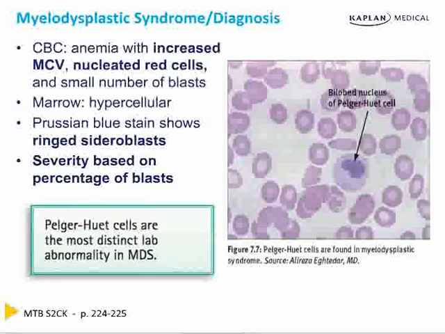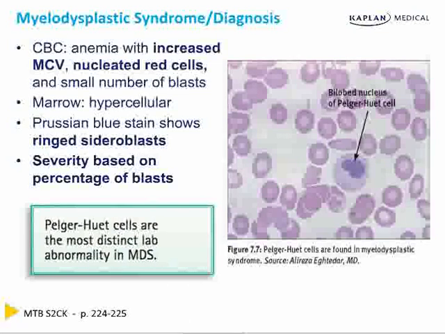Now there is a characteristic cell, a bilobed nucleated cell, bilobed nucleus. It's not a band. A band is not two lobes. And this is the Pelger-Huët cell. And this is distinct. This is the single most distinct lab abnormality in myelodysplastic syndrome, the Pelger-Huët cell. But there's much more of a presentation as a whole, saying older person, pancytopenia, but a high MCV.